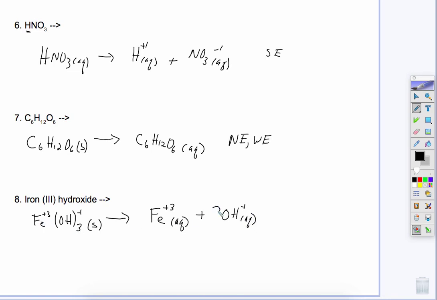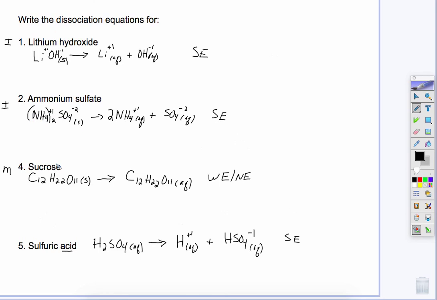Before you're done, you have to balance the equation. There are 3 hydroxides, so I'm going to put a 3 right there. Now, this one is an ionic compound that dissolves. If you can get this one to dissolve, it would be a strong electrolyte because it produces ions in solution, and ions are going to conduct the electrical current.